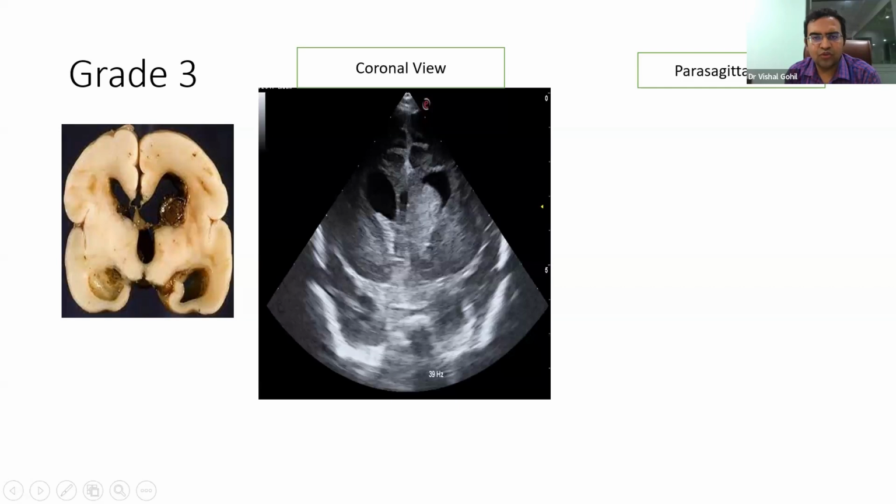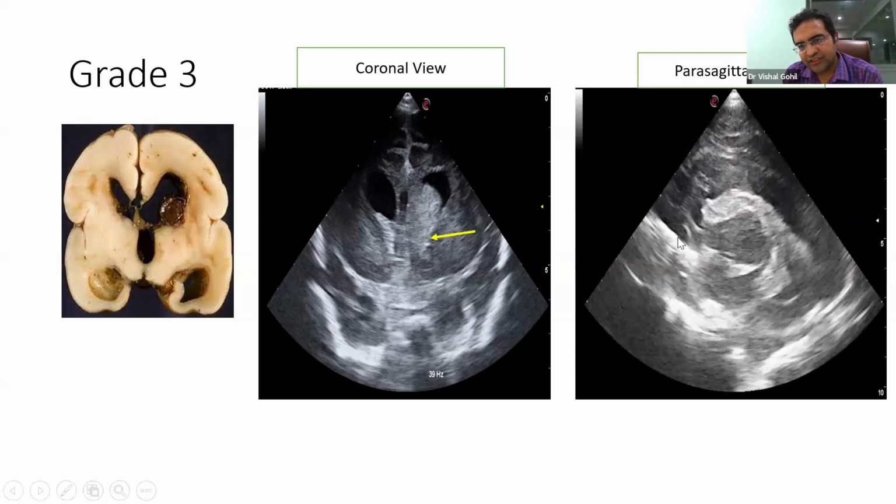Then how does it look on the image again? This is your foramen of Monro view, and this is your echogenic focus, or echogenic clot, over here in the lateral ventricle, and it also leaks into your foramen of Monro. It covers more than 50% of the area. That is your grade 3 IVH.